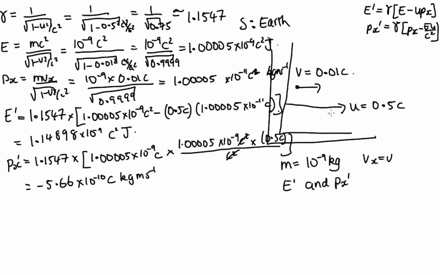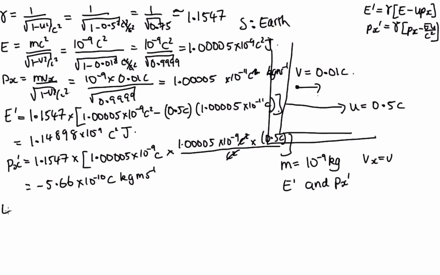We would expect to get a negative answer because if we're traveling faster than this micrometeorite, it's going to look like the micrometeorite is going in the negative direction. So these seem reasonable. Let's just do one final check.